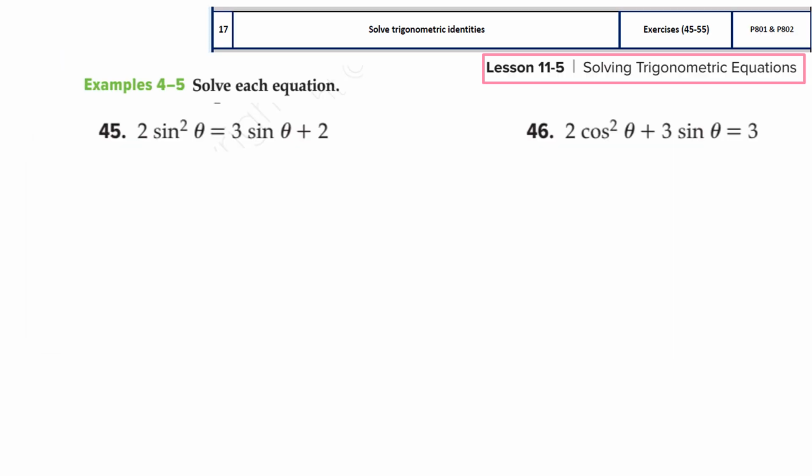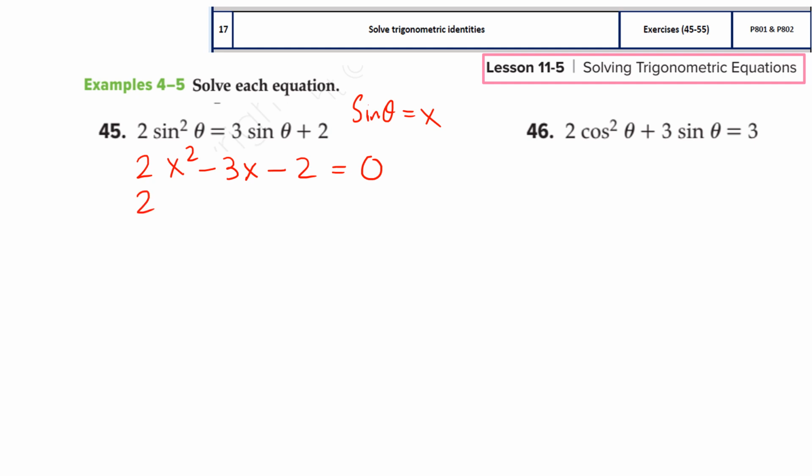Okay, so let's solve question 45. Here you can see that this is a quadratic equation in sine. If I take sine theta as x, then this becomes 2x square minus 3x minus 2 equal to 0. Do you see the quadratic now? So we can find the sum of roots and product of roots.